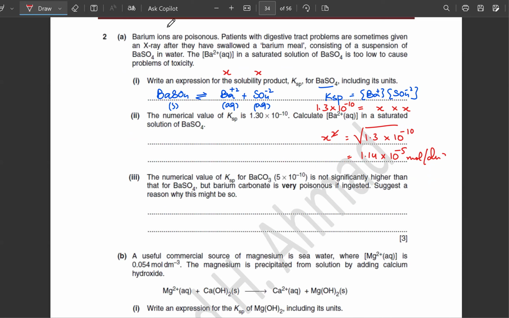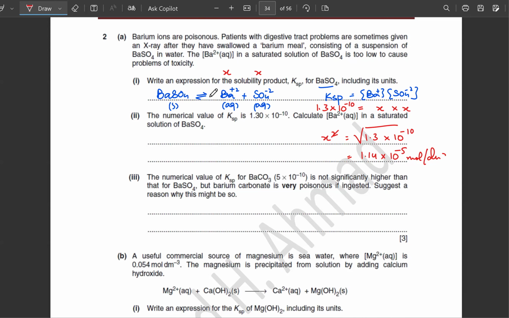I'll read the question first so we can answer this one. He says barium ions are very poisonous. So patients with digestive tract problems are sometimes given an X-ray after they've swallowed a barium meal, consisting of a suspension of barium sulfate in water. The barium ion concentration in a saturated solution of barium sulfate is too low to cause problems of toxicity. So they're injecting barium sulfate into patients. Why? Because the barium ions produced have a very low concentration, so they don't cause any problems with toxicity.